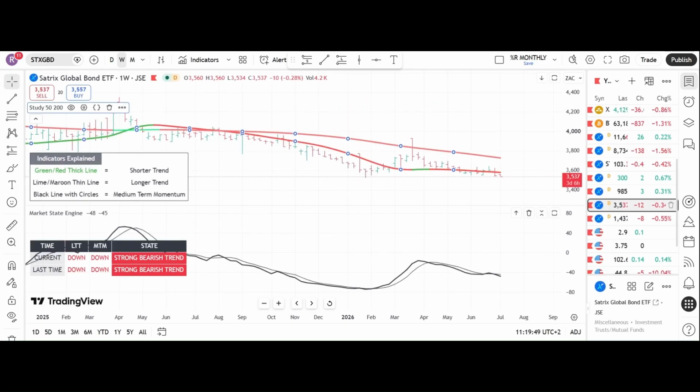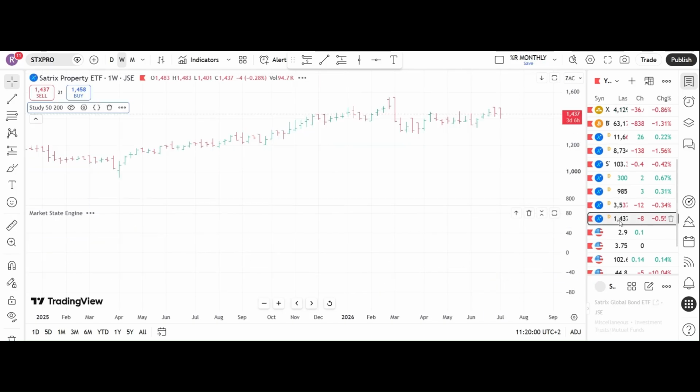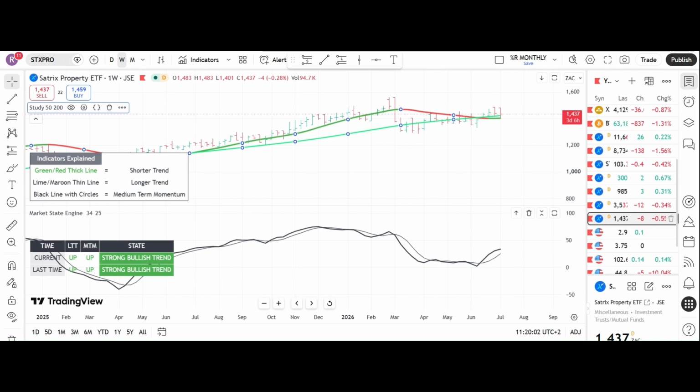Satrix Global Bond ETF is continuing its strong bearish trend, also in terms of the medium momentum. And lastly, Satrix Property is continuing its strong bullish trend to the upside, even though momentum is slightly slowing down.